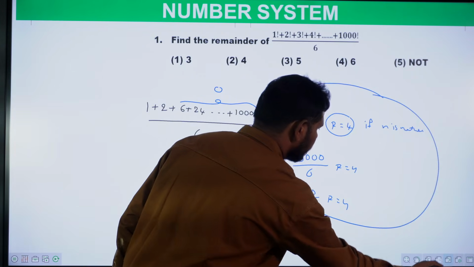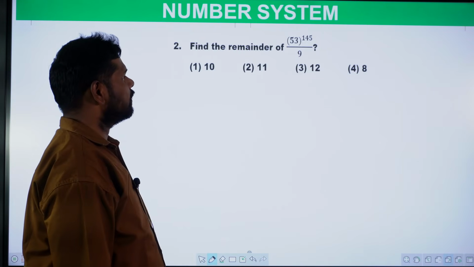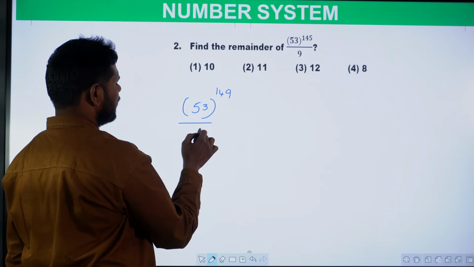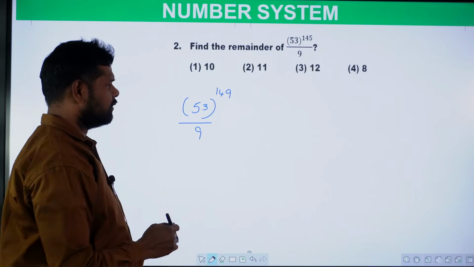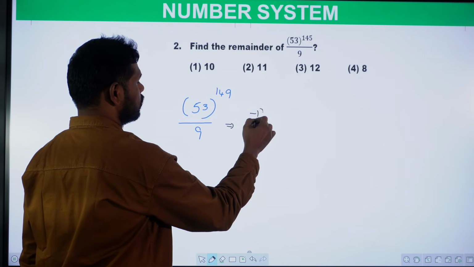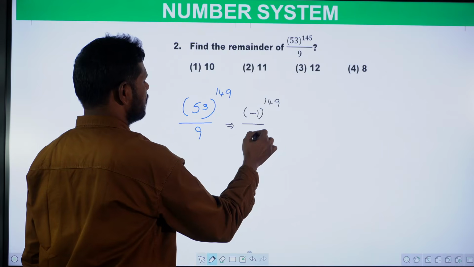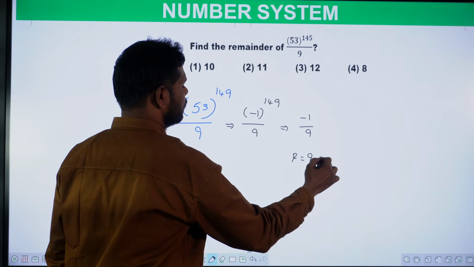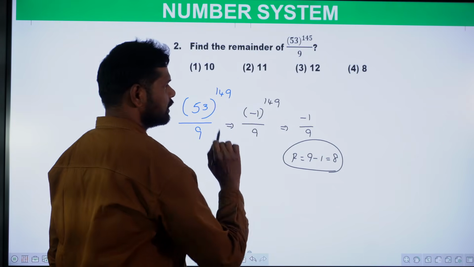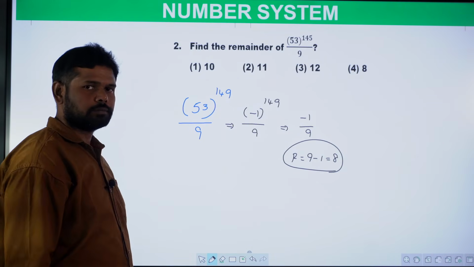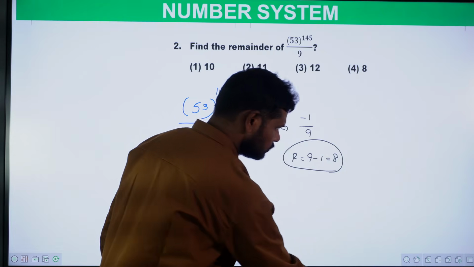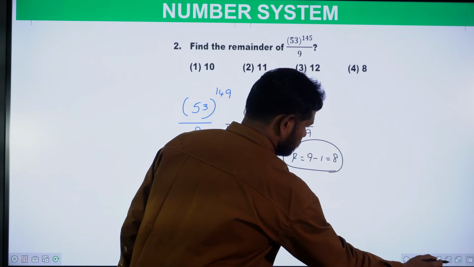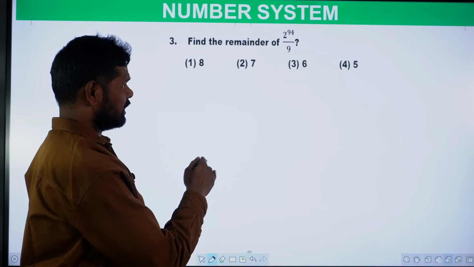Next. 53 whole power 145 divided by 9, what is the remainder? 9 table, 9 6s are 54. 54 means the remainder is minus 1, so minus 1 whole power 145. Minus 1 whole power an odd number means the result is minus 1 by 9. Negative means 9 minus 1, so we get remainder 8. That is the answer. Very easy question, just very basic. After learning that much concept, these are all very easy.